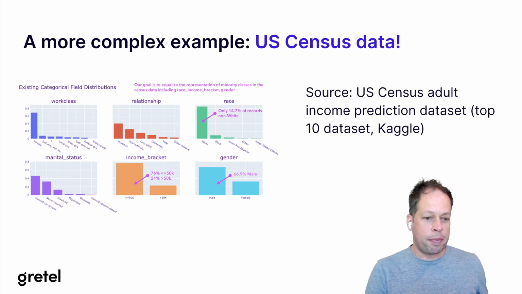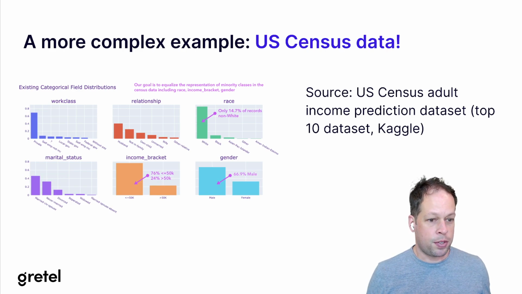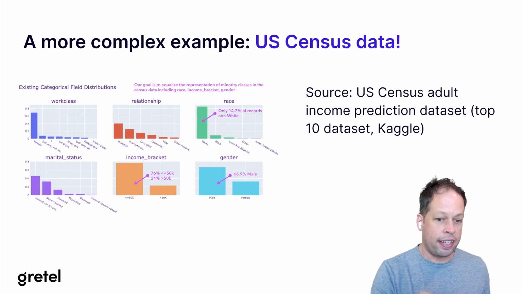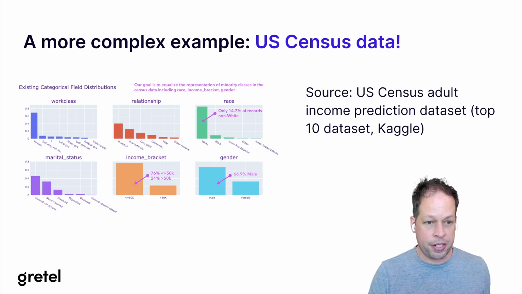Earlier, we mentioned the possibility of something more complex than addressing a single imbalance. Another example we've got right here, and then you can actually run through the source code as well, is balancing both race and income bracket and gender to create a better version of a US Census data set to use for ML prediction.